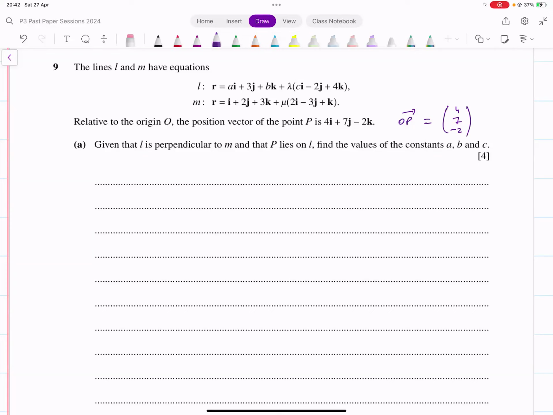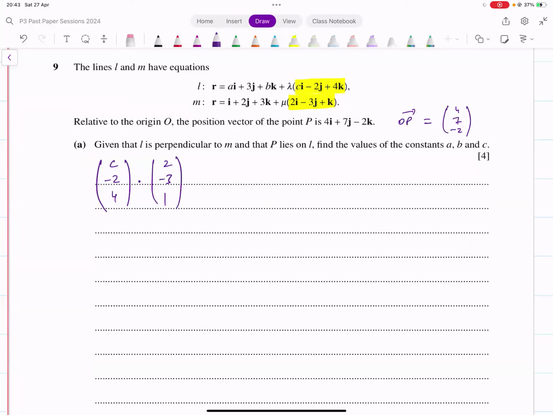Okay, lines L and M are perpendicular to each other. If two lines are perpendicular, that means their direction vectors are supposed to be perpendicular, right? Because perpendicular has something to do with the angle of those lines. Angles come from the direction vectors. What are the directions of the lines? Let's write them in column vector form. They are c, minus 2, 4, and 2, minus 3, and 1.